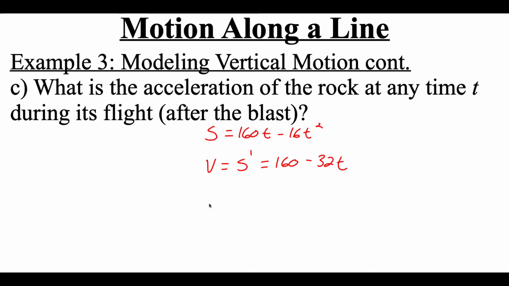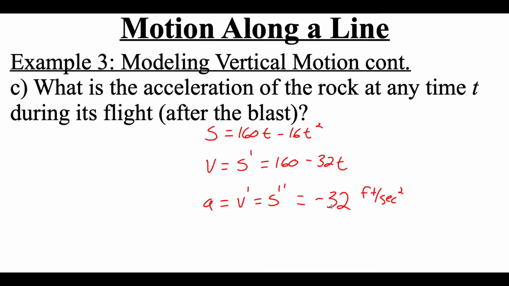Well, if we want to find acceleration, acceleration is the derivative of velocity, or it's the second derivative of the position function. So if we differentiate this velocity function that we just came up with, we're going to get negative 32, and this would be labeled feet per second squared.